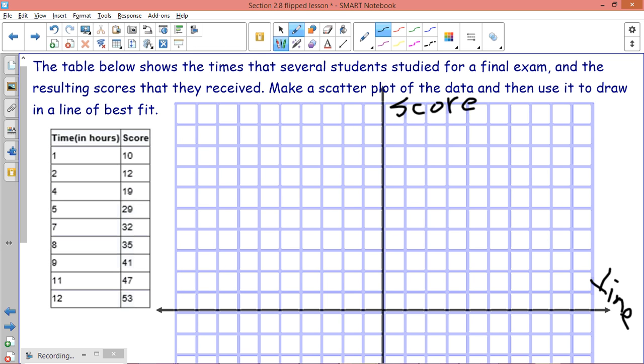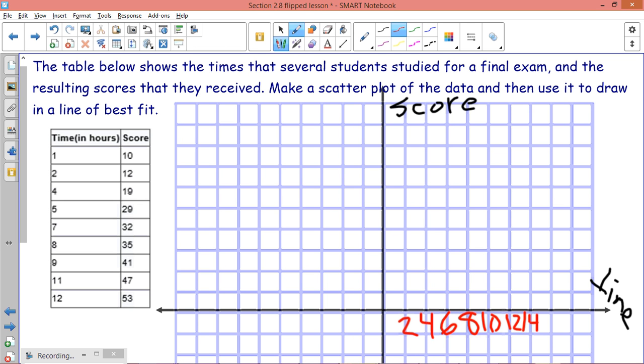Looks like my hours are going to go up to 12. So I'm just going to count by twos: 2, 4, 6, 8, 10, 12, and I'll go up to 14. And then on the y-axis, I need to go all the way from 10 to 53.